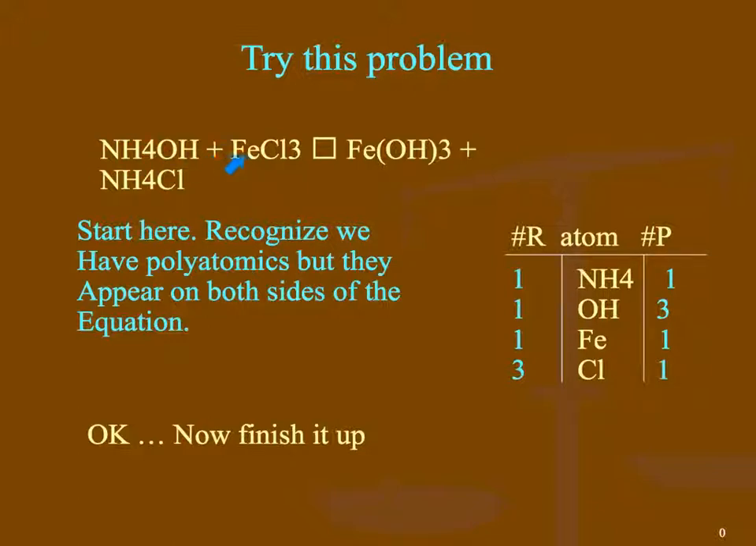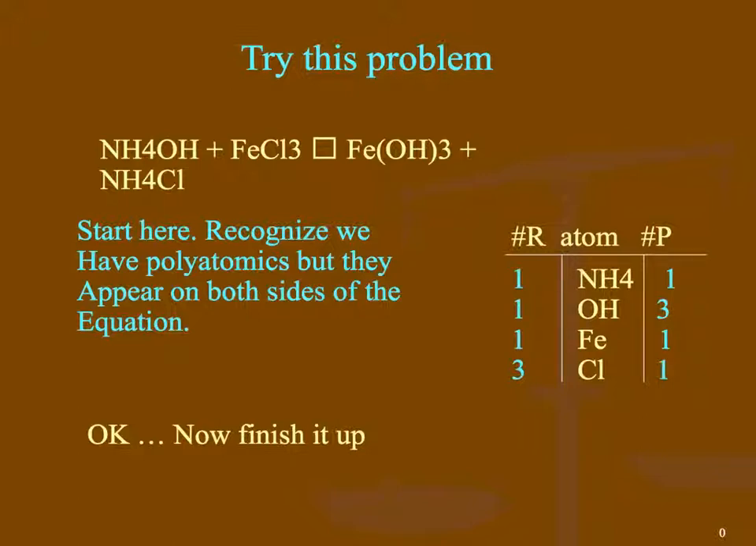So on our reactant side, we have 1 NH4, and on our product side we have 1 NH4, and we're going to record it right there. We have 1 hydroxide here, we have 3 hydroxides here, so we're going to record those. 1 iron on this side, 1 iron on this side, and they're recorded. 3 chlorines, 1 chlorine. So now we can look at our information and see that our hydroxides and our chlorines are not balanced.